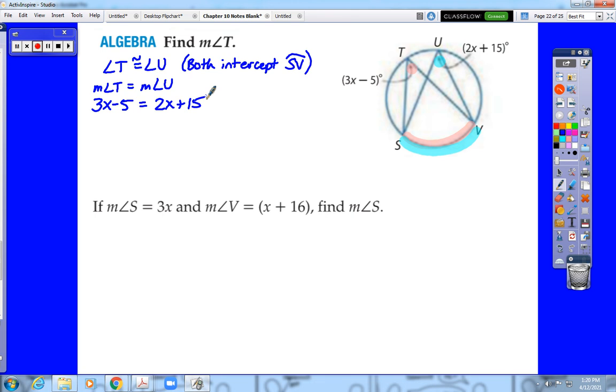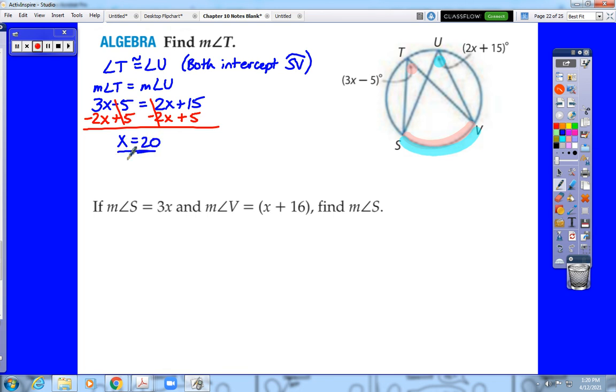This ability to write and solve an equation based on a picture is pretty much the whole point of geometry these days, being able to apply our geometry rules to set up and solve an algebra equation. So we solve that for x by doing what? Okay, isolate the x by subtracting 2x from each side. While we're at it, what else should we do? Add 5 to get the numbers by themselves as well. That cancels, and we're left with x equals 20.